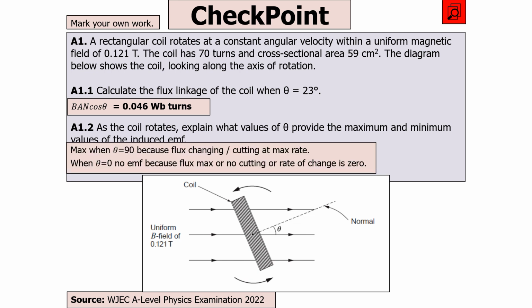Now, when the angle is equal to 90 degrees, because you have your maximum change in flux linkage at that point, you'll get your maximum value of induced EMF. When theta is equal to 0, you'll get no EMF because the flux is not being cut at all at that point. So the rate of change is 0, so the induced EMF will also be 0.